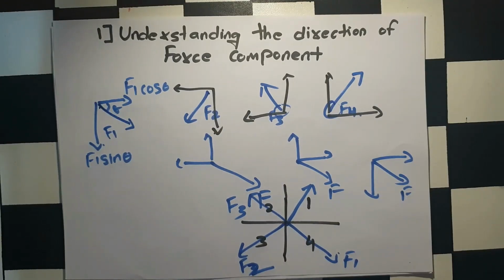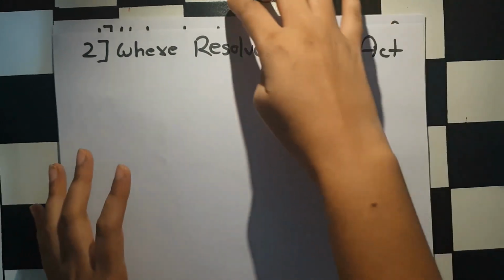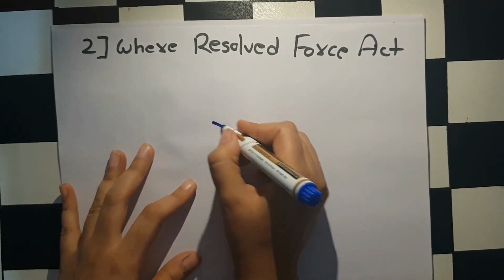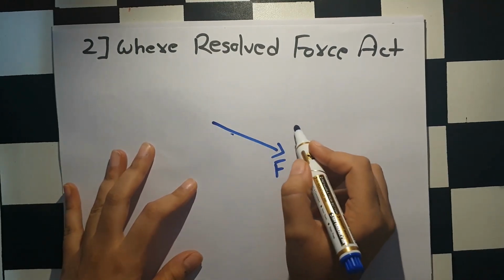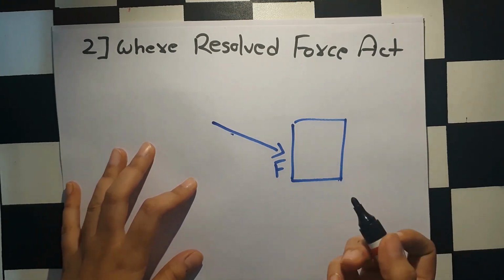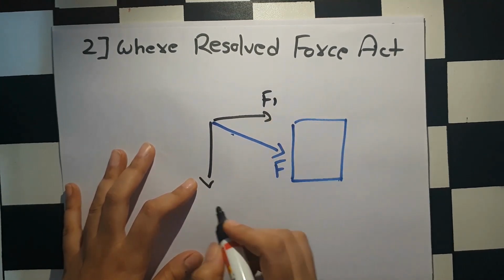Now we have understood how to take the component of force, in which direction your component of force should apply. Okay. Now the second important basic that one must know is where your resolved force actually acts. This is also one of the very important points that you must know before resolving any force. Let us say there's a force F over this block. Now after resolving the force, we will see its components in these directions. This will be F1, this will be F2.